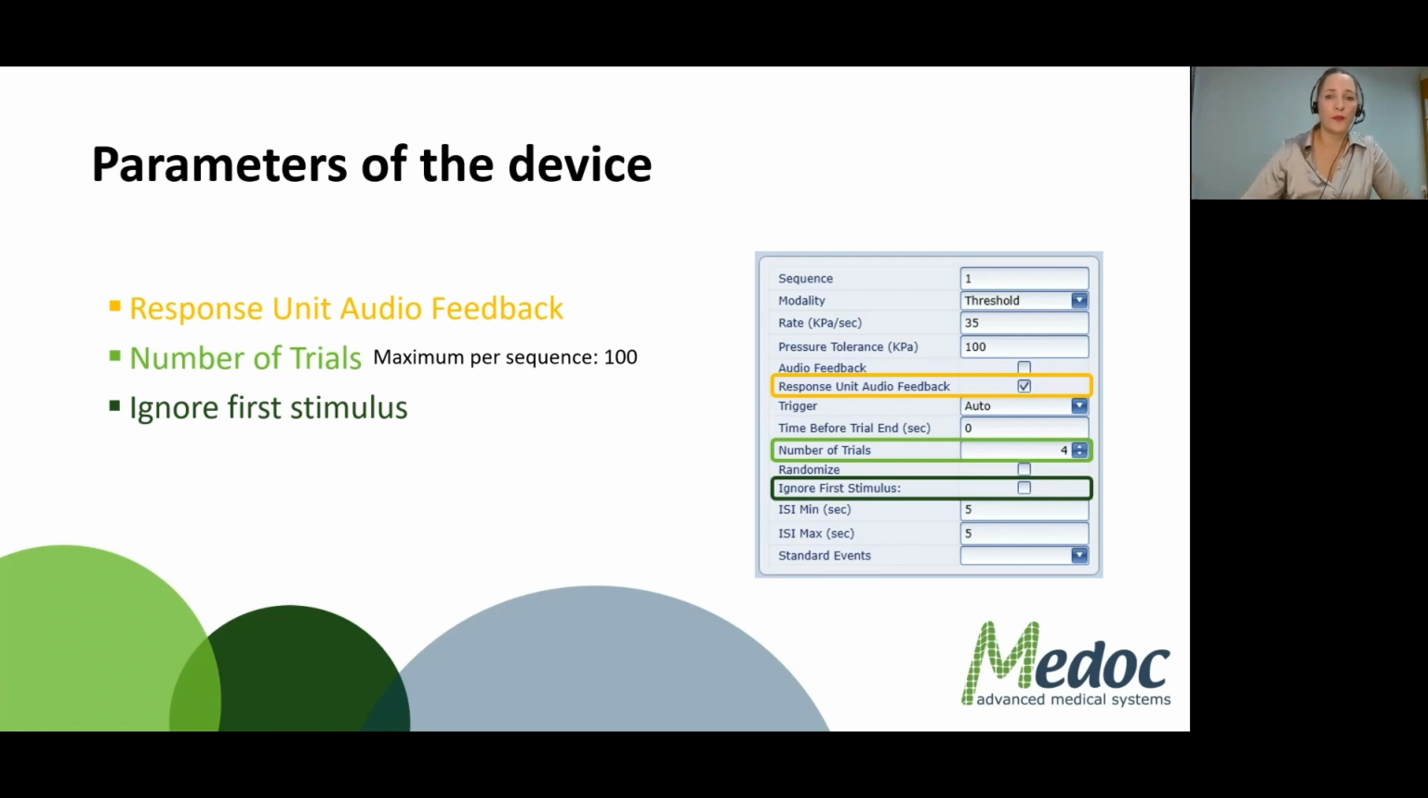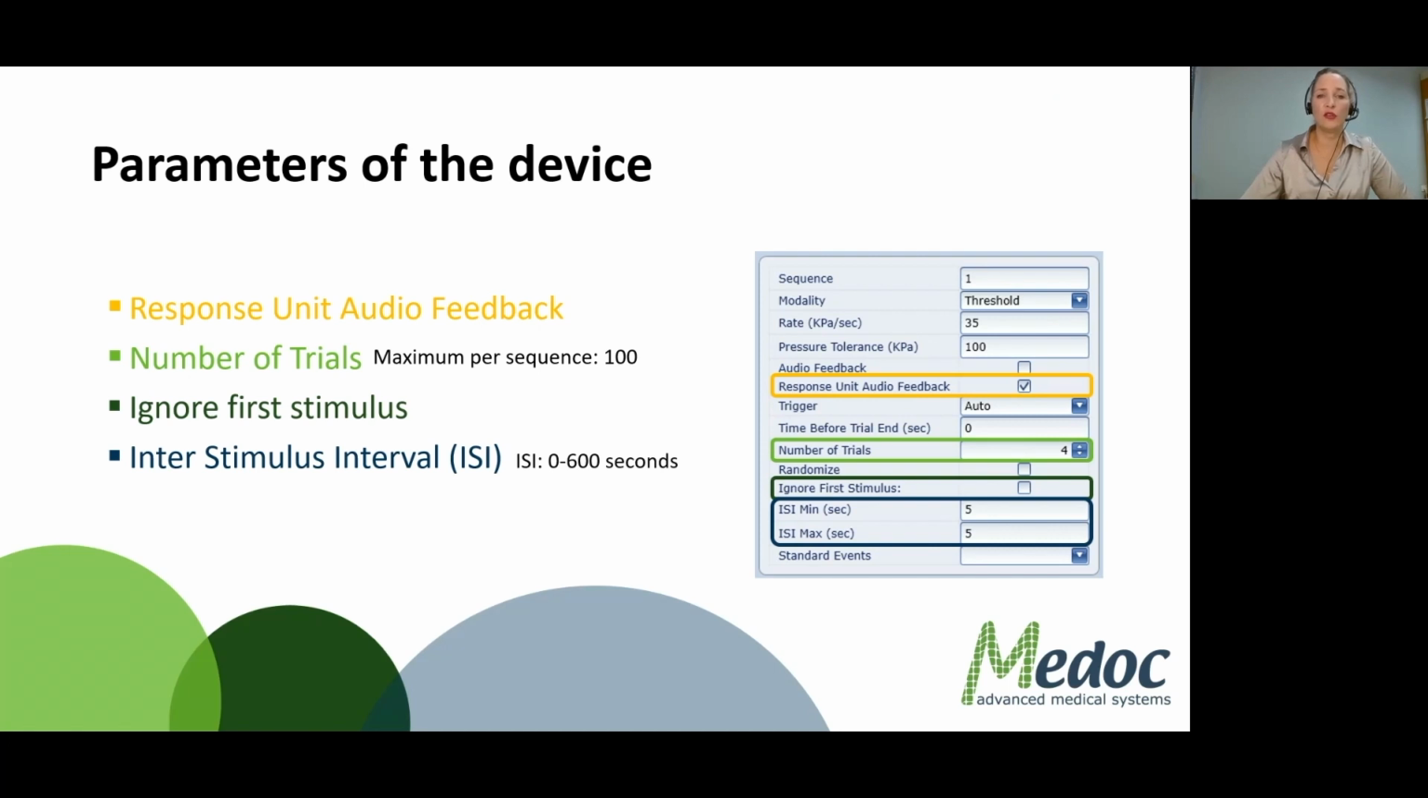Okay. And the last one that I want to introduce to you is the ISI, the interstimulus interval. And this is the interval between two stimuli. So this is the countdown that we saw on the screen, that it says wait, and it started counting down from 5 to 0. And only at 0, it said start applying pressure. This is something to keep in mind. The ISI is that countdown.